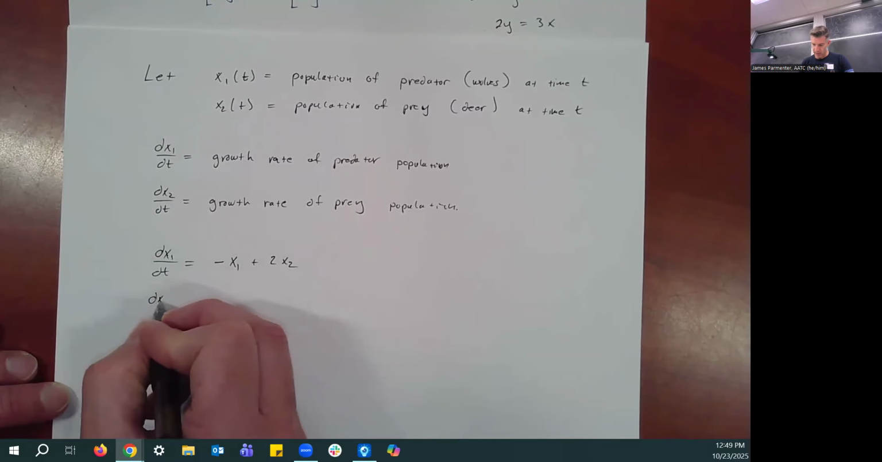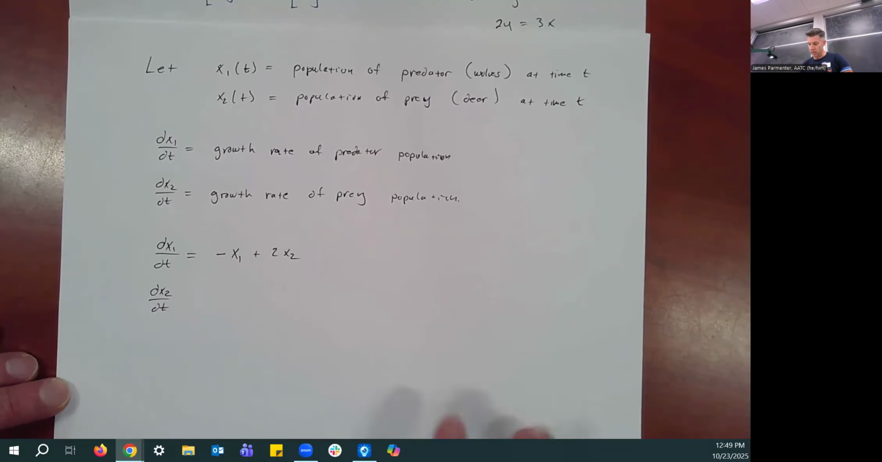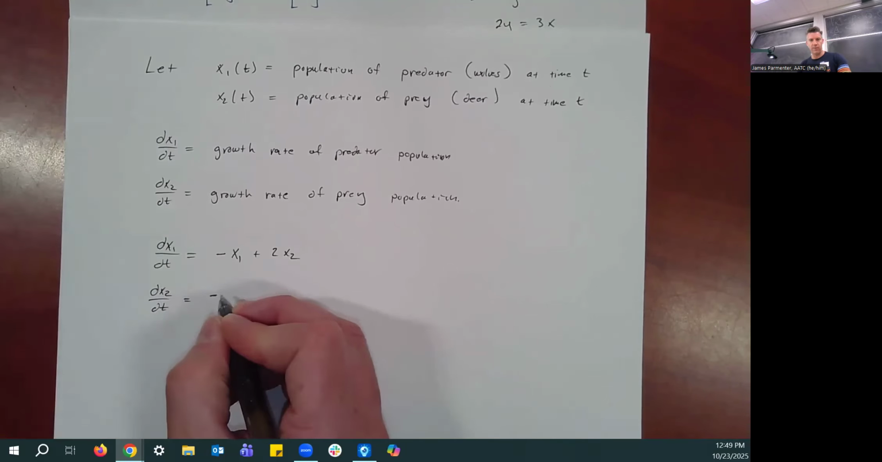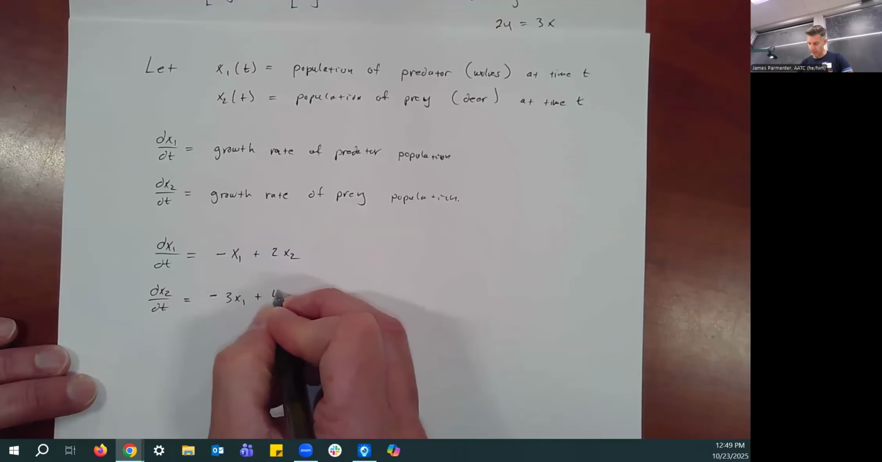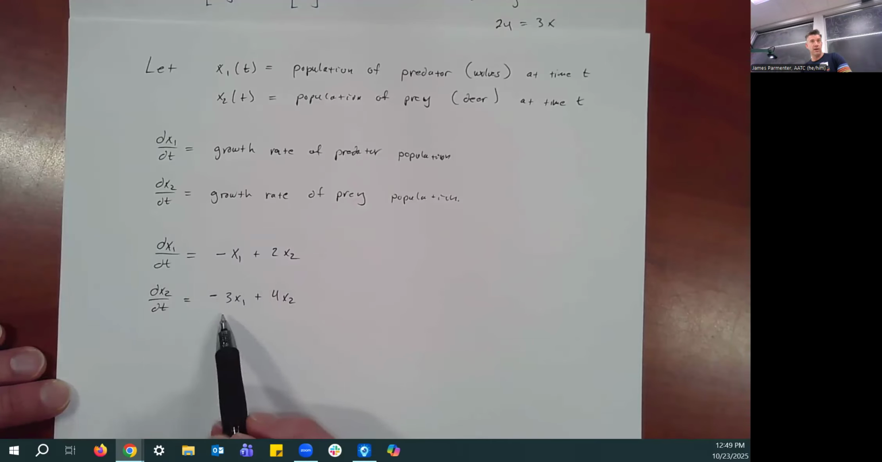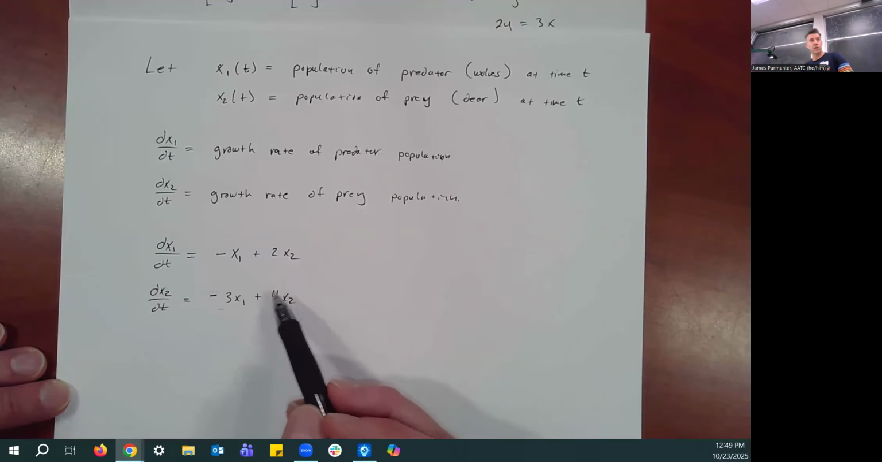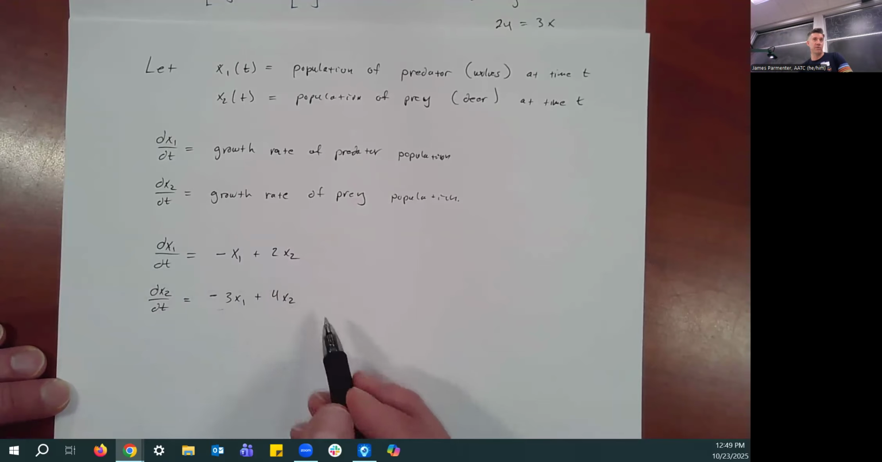And then we're going to say that dx2/dt, the growth rate of the deer population, or the prey population, is going to be -3 times x1 plus 4 times x2. Again, the growth rate of the deer is going to go down if there are lots of wolves. If x1 is big, the rate of change of the deer population is going to be smaller because the wolves are going to eat them. But if there are more prey, they're going to make more of themselves because they procreate.